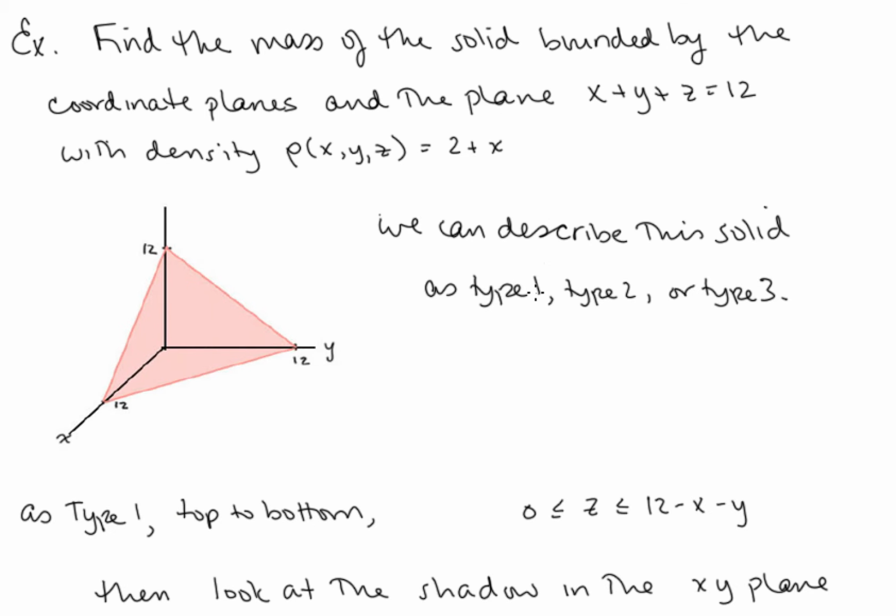Find the mass of the solid bounded by the coordinate planes and the plane x plus y plus z equals 12 with the density function rho of x, y, z equals 2 plus x. Now we saw this region in one of our previous lessons. We know that this is a plane and we know that it intersects each axis at 12. Now we can recognize this region as a top to bottom, as a front to back, even as a right to left. So let's set up this triple integral all 3 ways. Or actually, I should say all 6 ways.